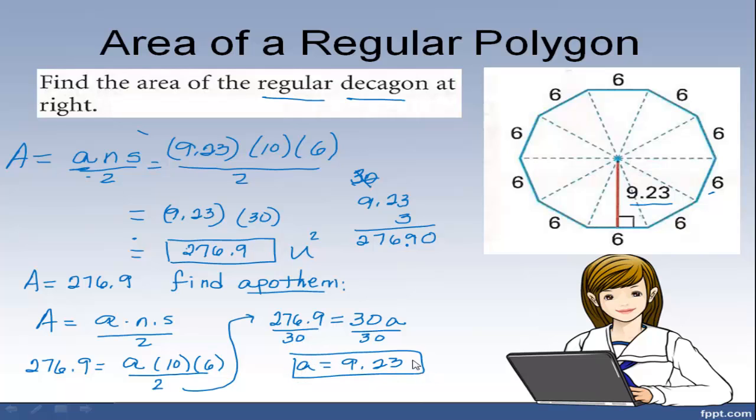Another thing you could have done is you could have cross multiplied and then divided each side by 60. It's the same thing. You would get the same thing, okay? So I hope this example helps. I will see you in the next video for area of circles.